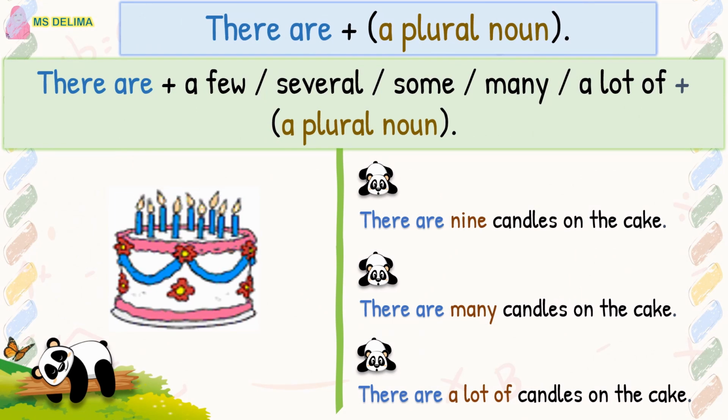The next example. In this clip, we can see that there are 9 candles on the cake. We can say there are many candles on the cake, or there are a lot of candles on the cake.